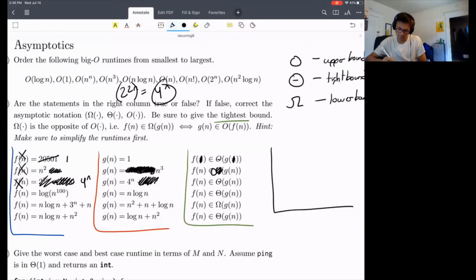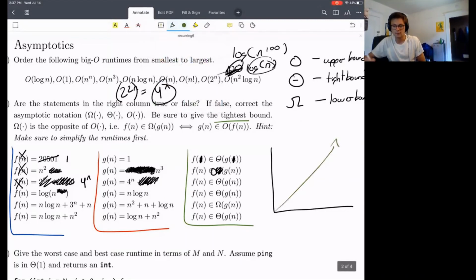Okay, next one. So this one, we have log n to the 100. This interior doesn't really matter because log n to the 100 is the same as 100 log n, and this 100 is a constant, so it's just log n. And this one is n log n. So now we're going to draw g of n again, which is n log n. It's going to look, I don't know, something like this. This is a theta bound, so there's no above or below, it's strictly on this line. And then if we draw log n, it's going to look something like this. And so we see, is this true? Does the green line describe the blue line? And the answer is clearly no.